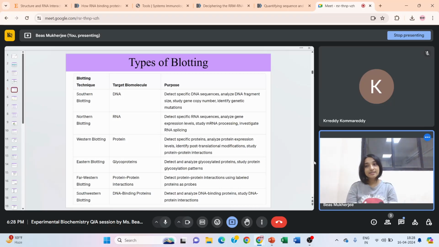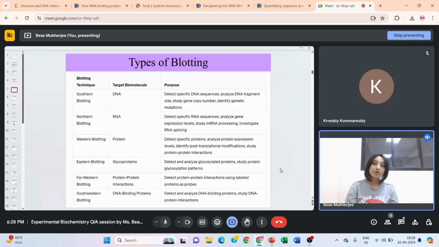What are they? They are Southern blotting, where the target molecule is definitely DNA and specific DNA sequences are detected. You can study the copy number of DNA, you can study genetic mutations using this, and you can study the fragment size, which is useful in restriction fragment length polymorphism. Then again we have Northern blotting, which is carried out for RNA, and this is used to detect specific RNA sequences and analyze gene expression, study mRNA processing, investigate RNA splicing activities.